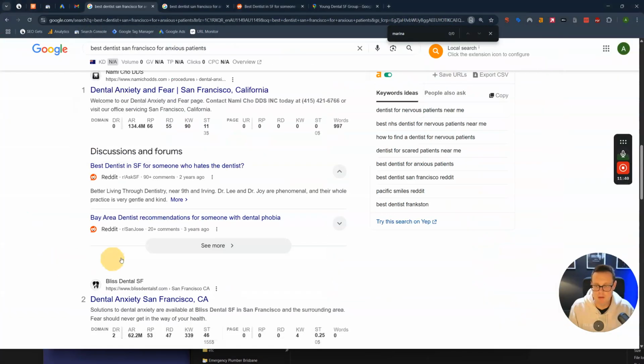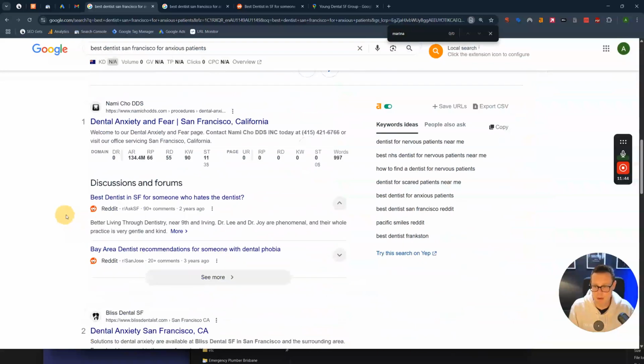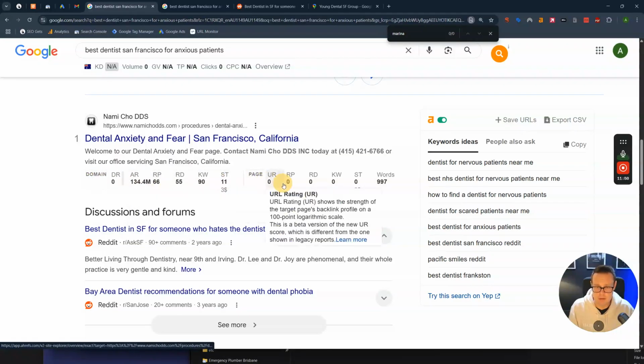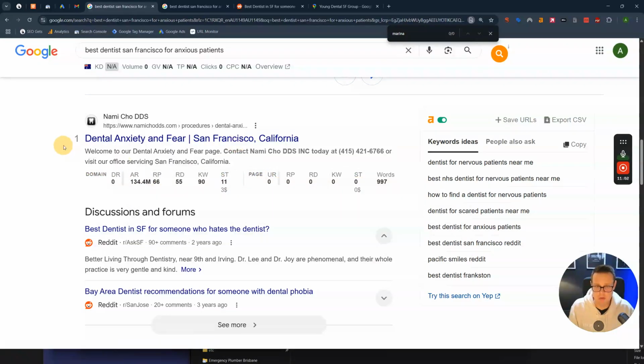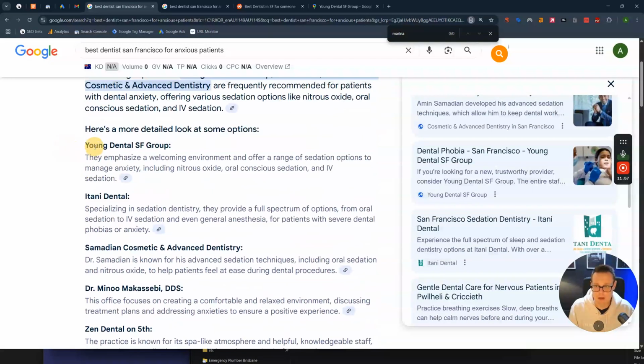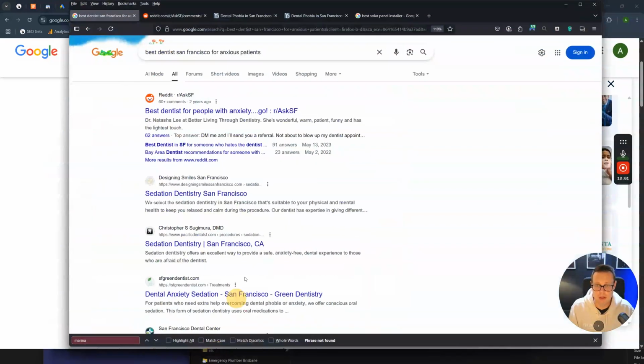And we can see here in the SERPs, there are essentially no backlinks happening here. The number one ranking clinic here right now has a DR of zero. So domain rating zero means essentially no backlinks at all pointing to this. This is the regular SERP. But then also Young Dental itself was not even ranking on the first page of Google at all.